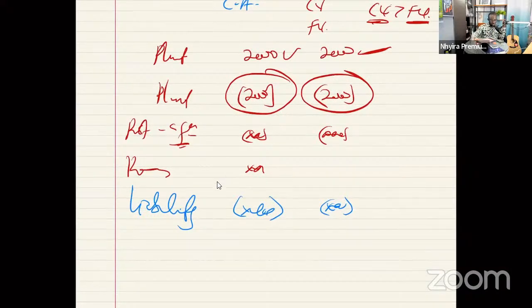Okay, you're welcome. Yes, Augustine, your hand is up. Yes, sir. So I want you to throw more light on the non-controlling interest, the two methods used to calculate the non-controlling interest.